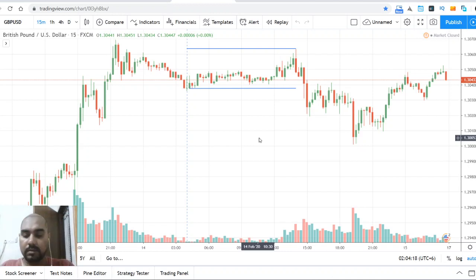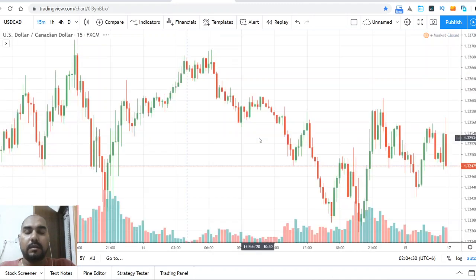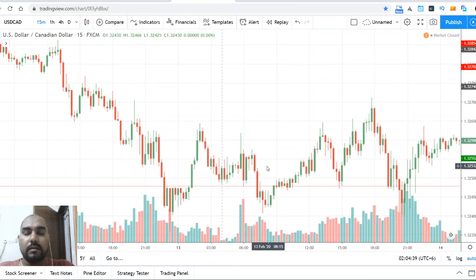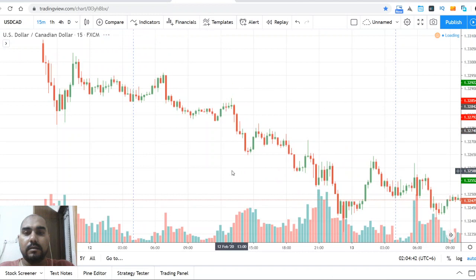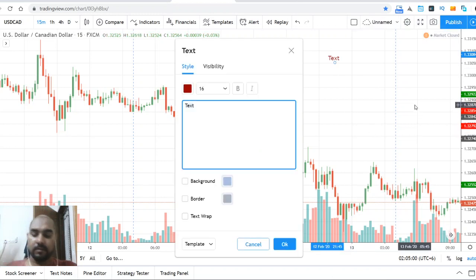So here goes. USD CAD. Eyes closed. I'll give it a few seconds for the charts to load and drag it back. Okay, so we're at the 13th. Let's see. First things first, I'll open up a text box over here and list the things I want to do.